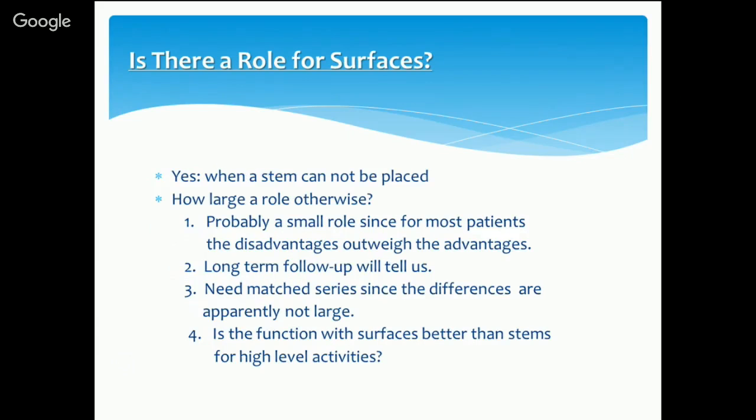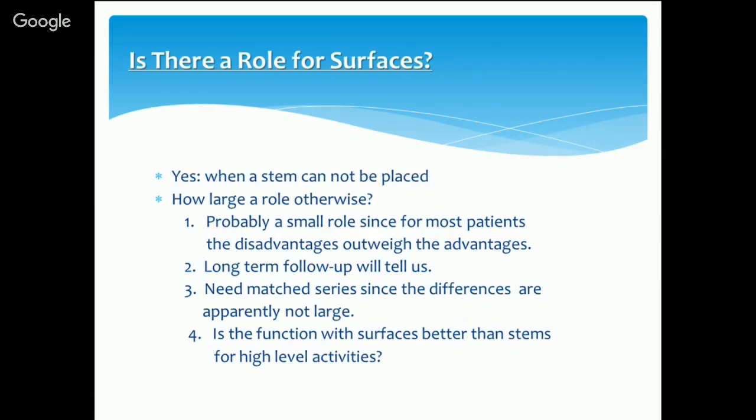So is there a role of surfacing? Yes, when a stem cannot be placed, if there is a proximal femoral deformity, the femur is bent, or an osteotomy has been done in the femur previously, so we are not able to put a straight stem there. In those cases, there is a role of the surface.